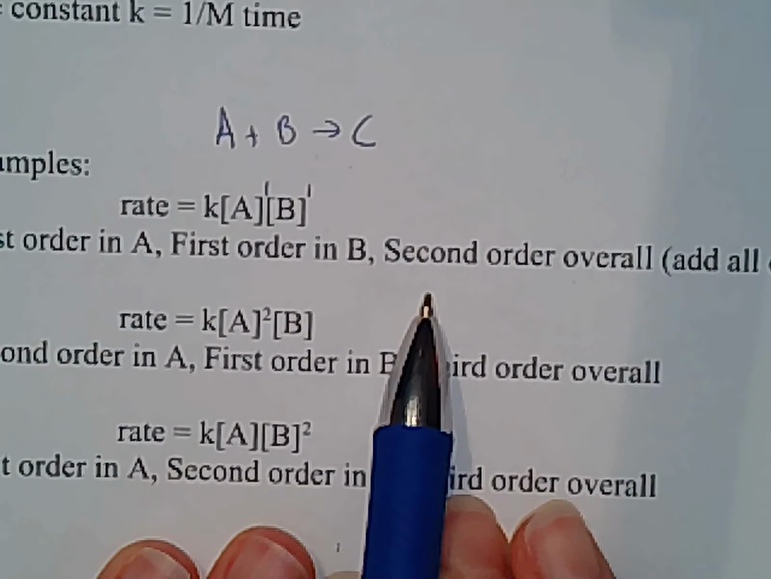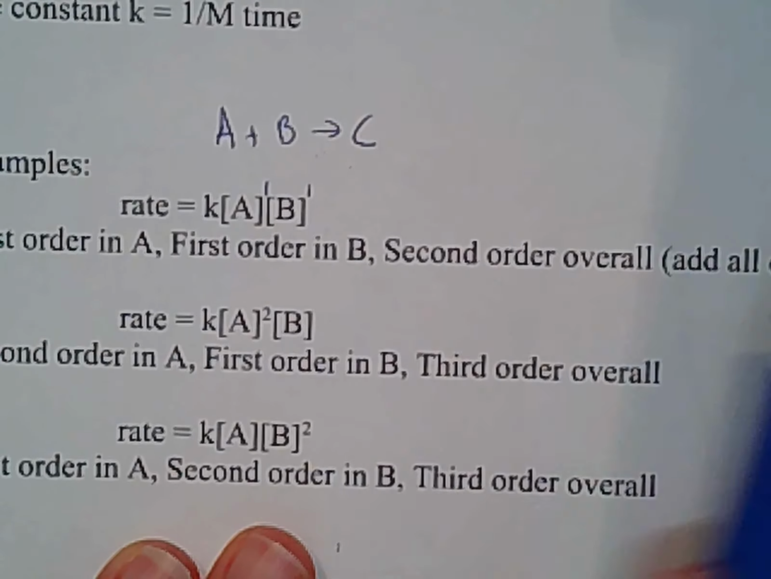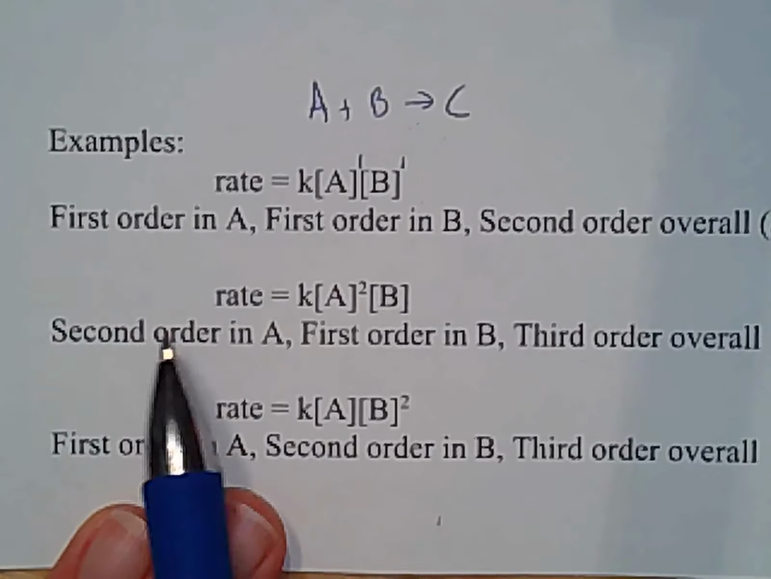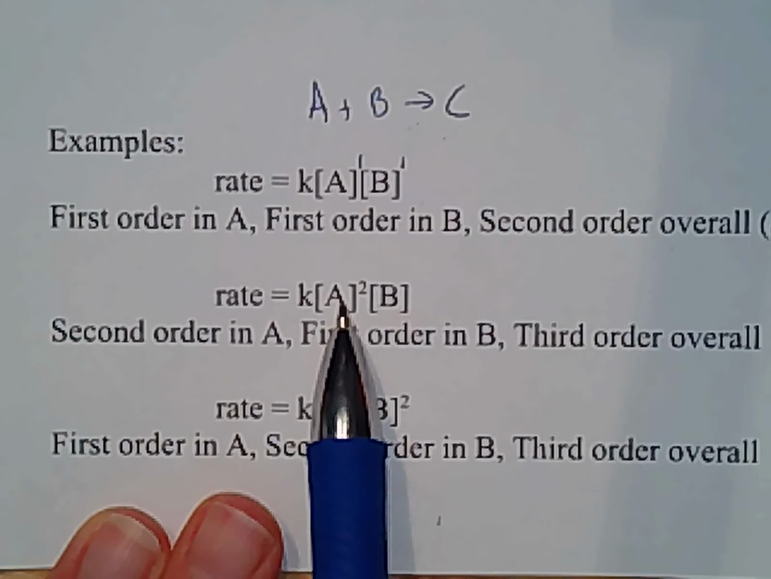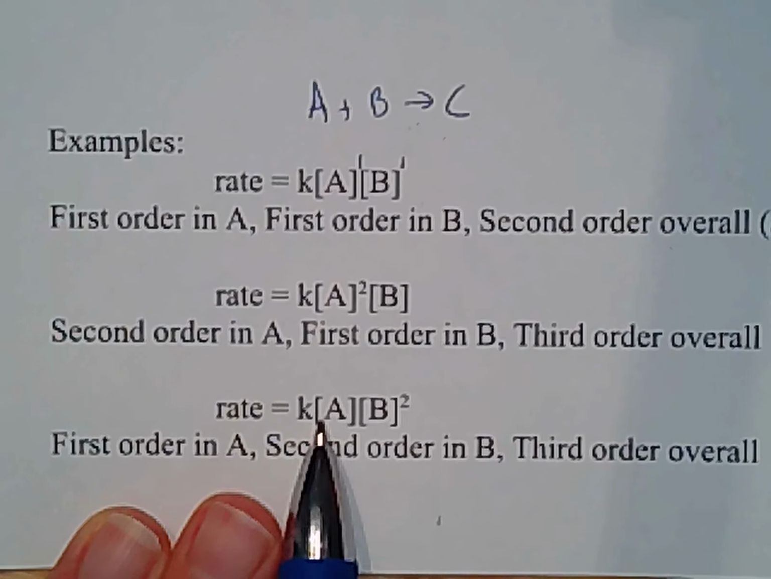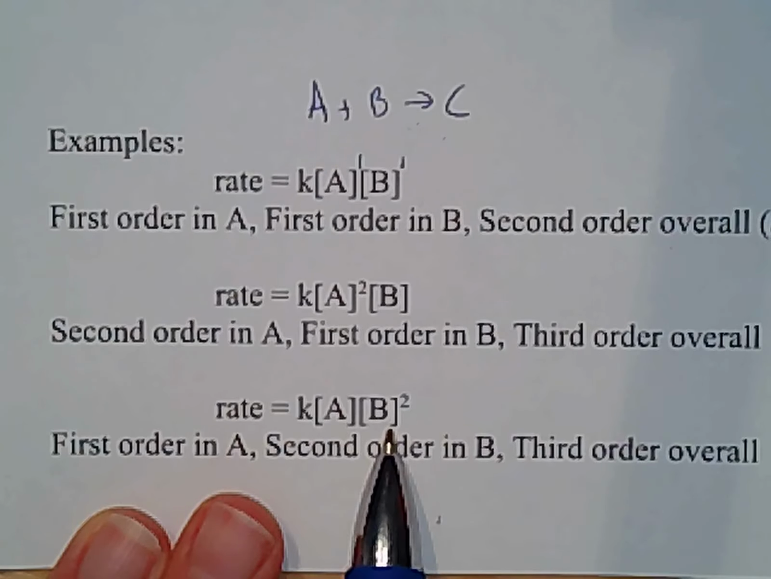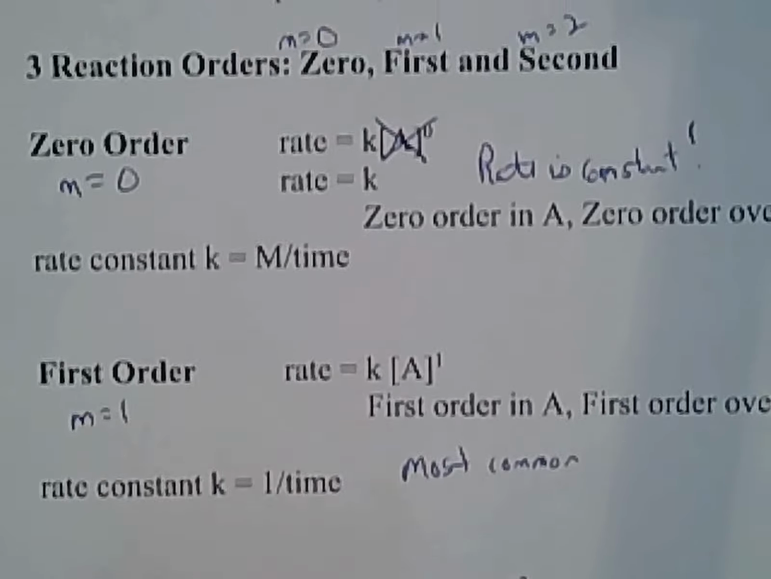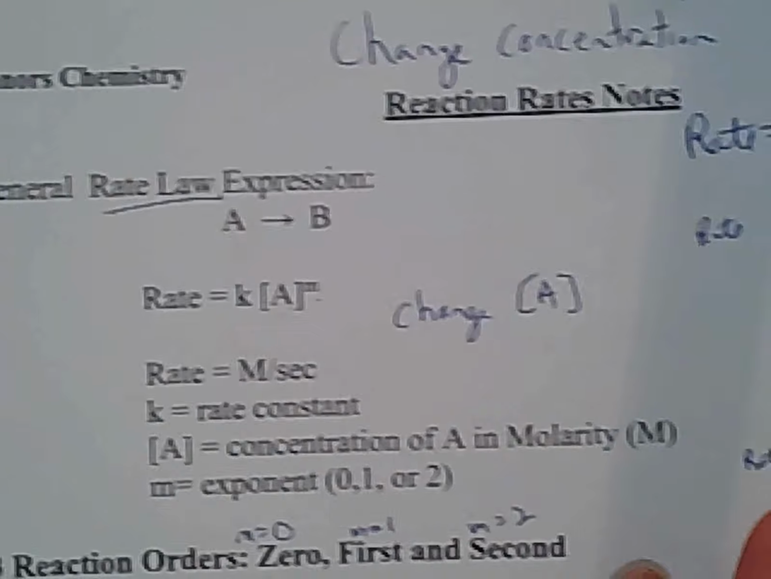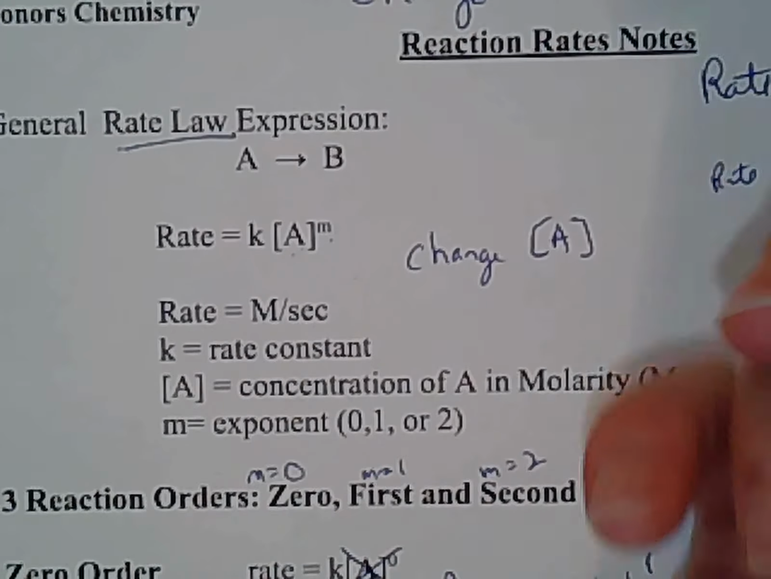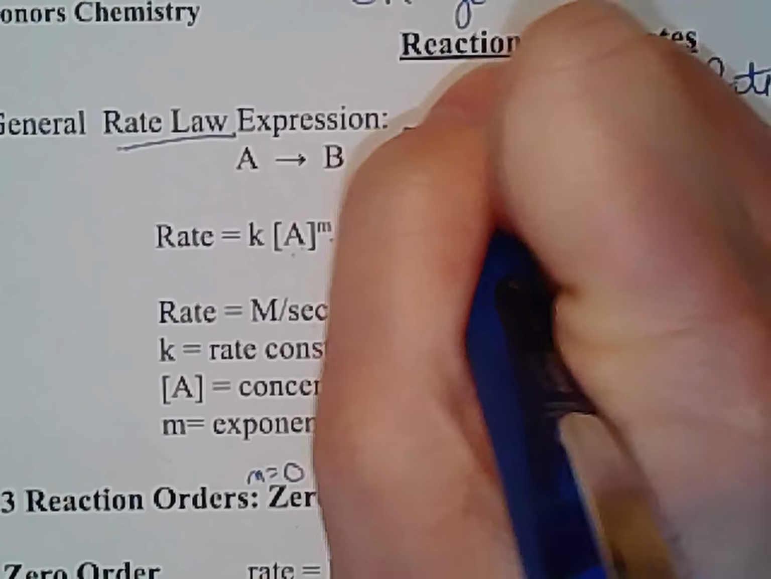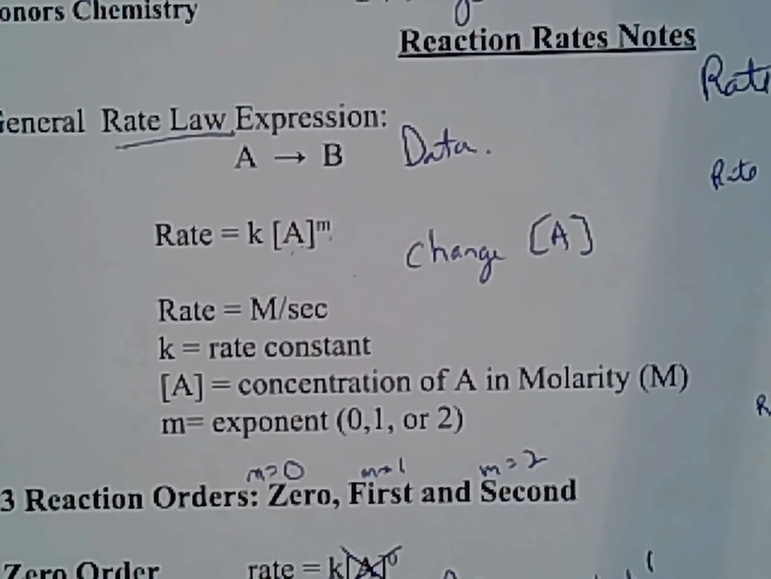It does not mean it's a better reaction. It doesn't mean it's more powerful. It's just an expression that you hear. So this one, second order according to A, first order according to B. This is first order according to A, second order according to B. And again, all of this is going to be determined by what we call data. So this rate law expression is determined by data. So what we're going to look at in the next video is how do we find the 0, first, and second order.